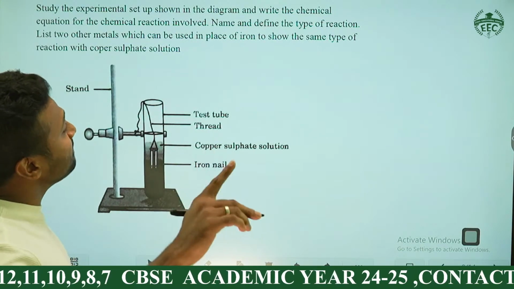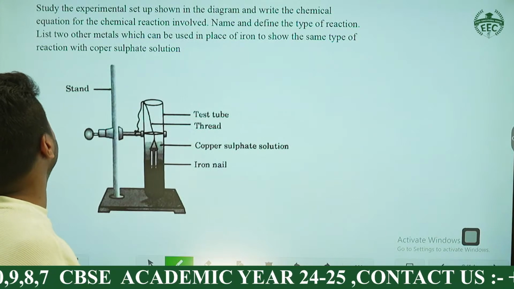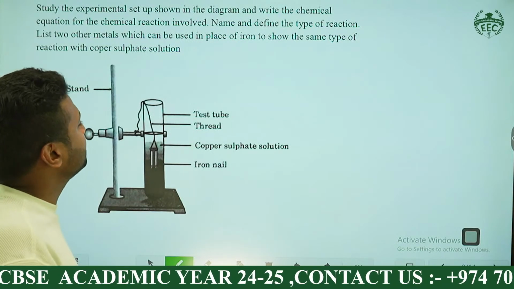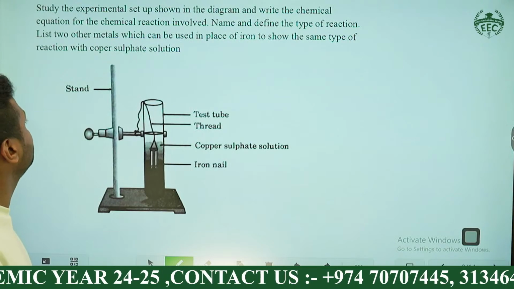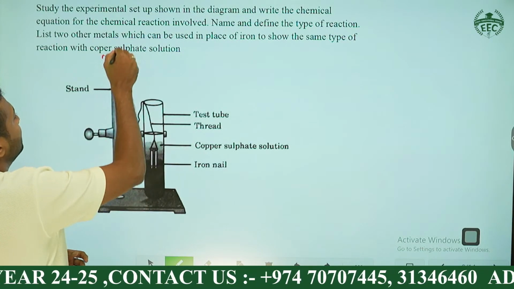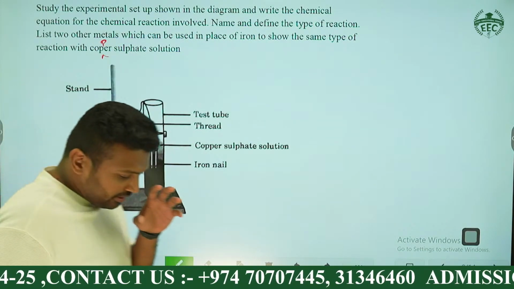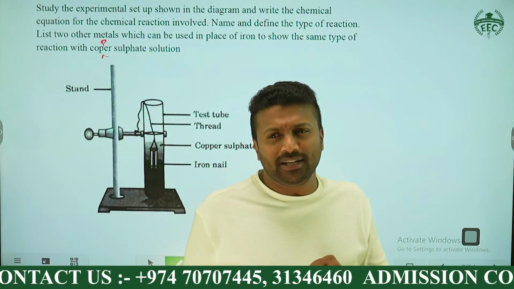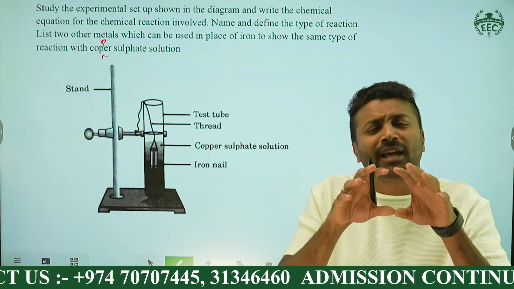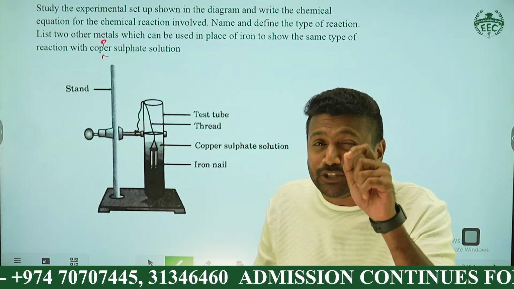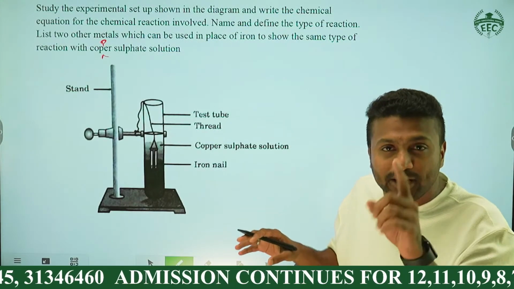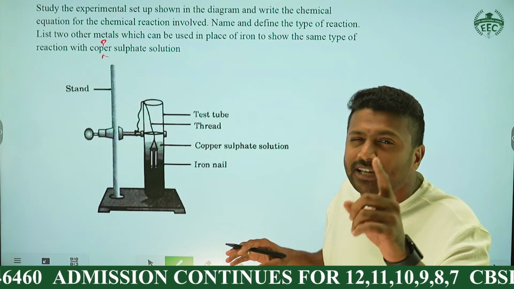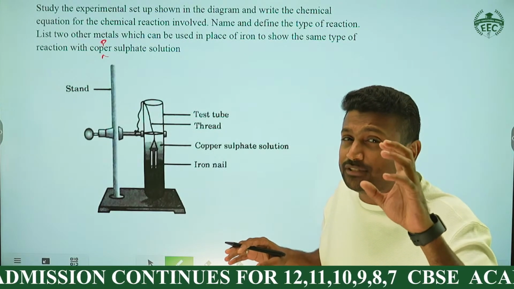Question: study the experiment setup shown in the diagram and write the chemical equation for the chemical reaction involved. Name and define the type of reaction. List two other metals which can be used in place of iron to show the same type of reaction with its copper sulfate solution. Usually, regarding the chemistry part, for the board exam the question will be lengthy. So please make sure that each part is answered. It is a kind of bulky question, so make sure that each part is explained in detail. You should write the answer for each part.